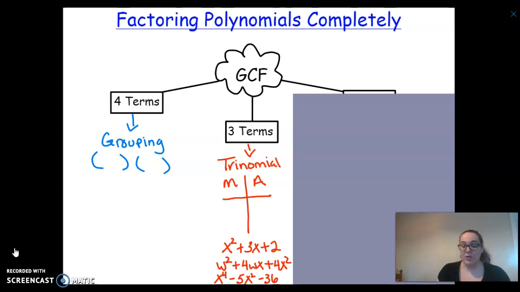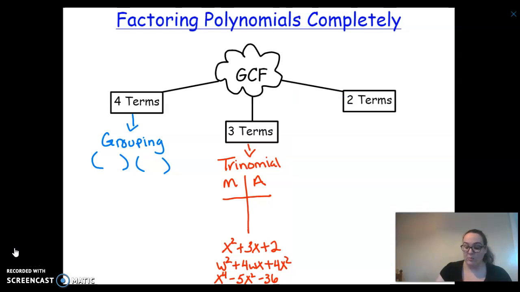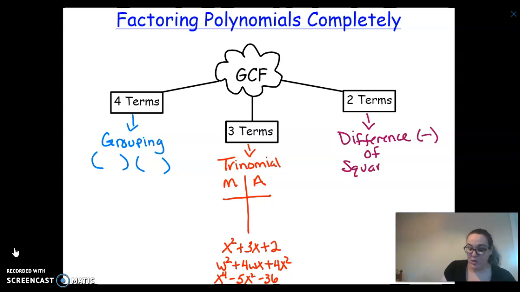Now what if there are not 3 terms? What if there are only 2 terms left? If there are 2 terms left, what we are going to look for is, is it a difference, and remember, difference means minus, of squares. Just a reminder, a difference of squares is a squared minus b squared, and that means I can go straight to this kind of factoring. What's the square root of a squared? Well, a. What's the square root of b squared? B. And one has a plus and one has a minus.